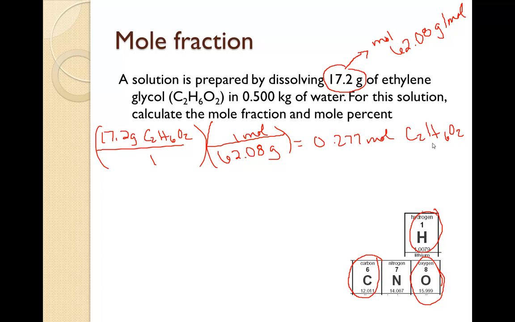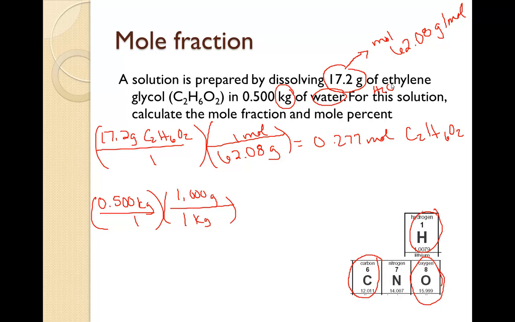Now for the solvent, we have 0.5 kilograms of water. Well, we know we need it in grams before we can do anything else. So the first thing I'm going to do is convert that. In 1 kilogram, there are 1,000 grams. Now we have it in grams, we need to get it over to moles to do the mole fraction. Water is H2O, which means we need 2 hydrogens added together and an oxygen. That comes out to be 18.02 grams per mole.